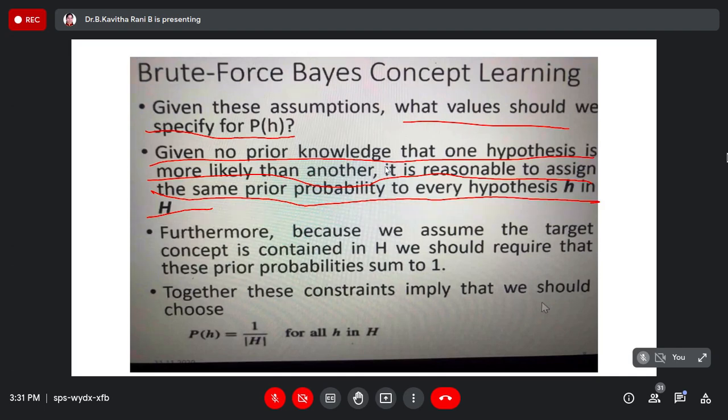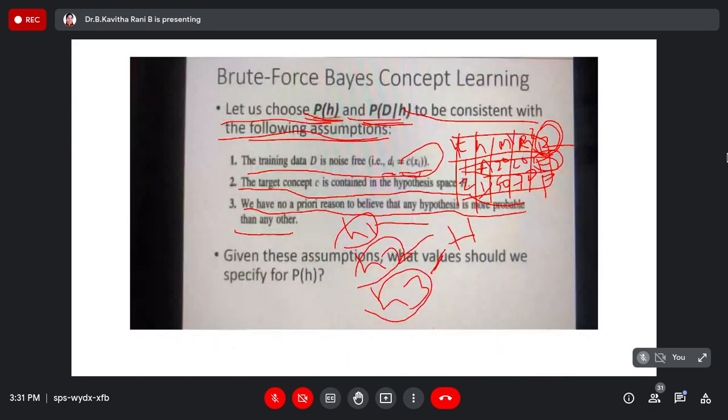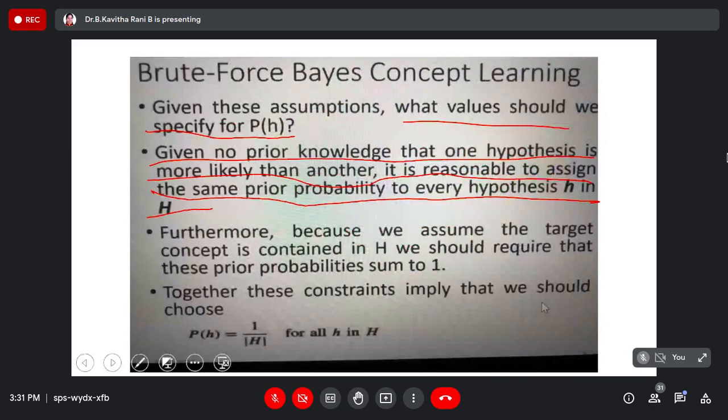Okay, so we don't have any prior knowledge which particular hypothesis is the best one, or whether one hypothesis is more likely than another. So it is reasonable to assign the same prior probability to every hypothesis H in H. When there is no prior knowledge about a particular hypothesis, what we have to do is give the same probability to all the hypotheses.